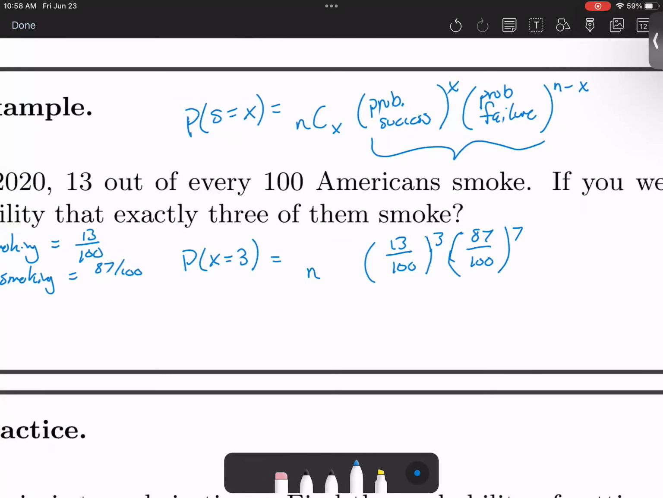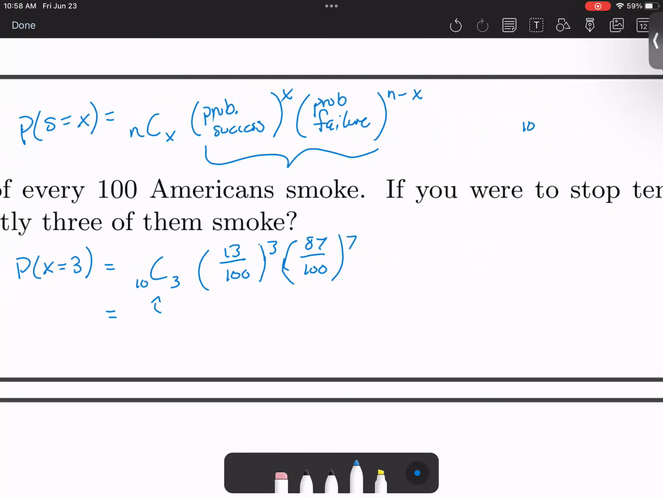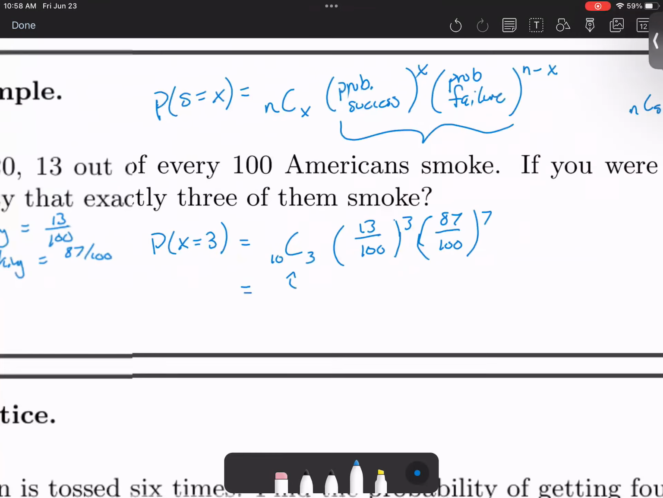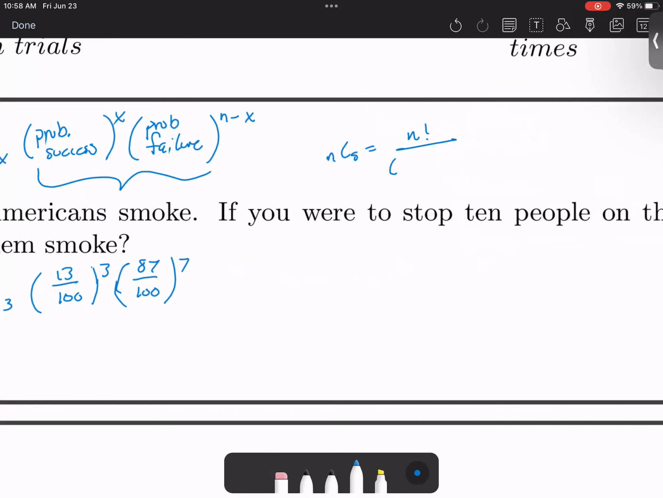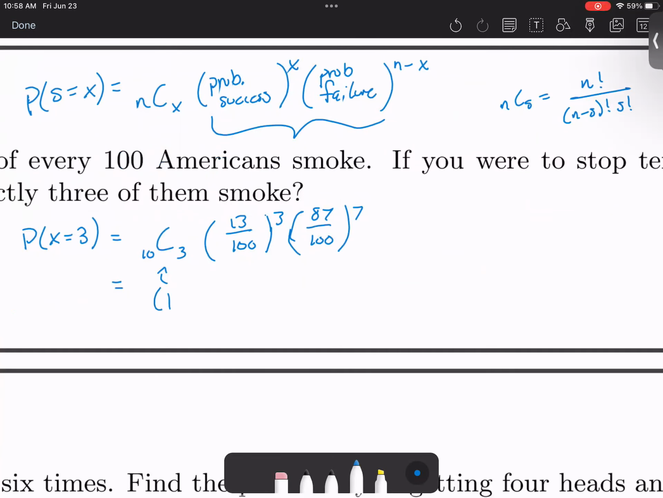So you need to multiply by the number of ways to have 10 people and to choose 3 of them to be smokers. So if we go through this, 10 choose 3, remind yourself of what that equation is. Or rather, let's do it in general. N choose S is N factorial over N minus S factorial, S factorial. So 10 choose 3 gives us 120.